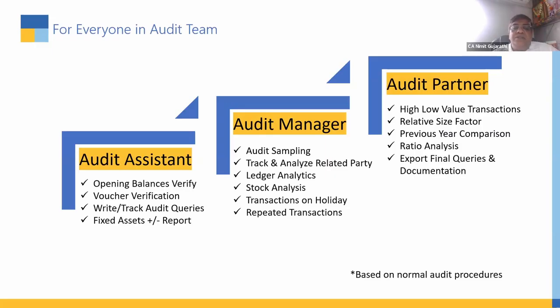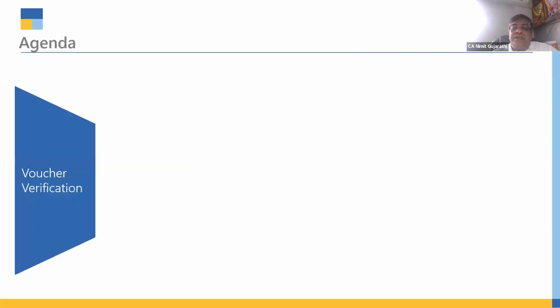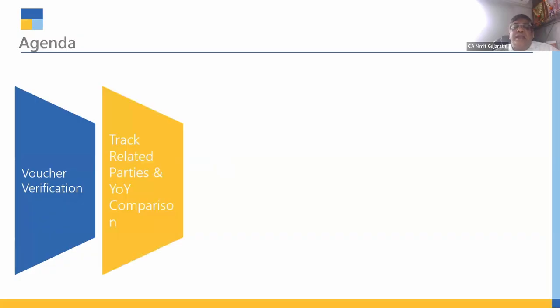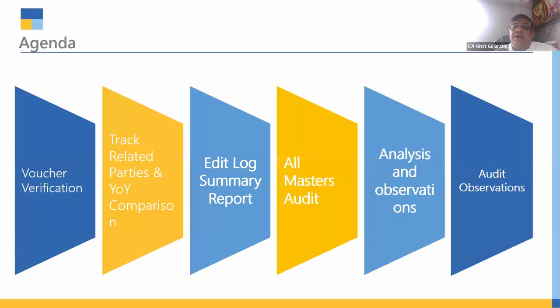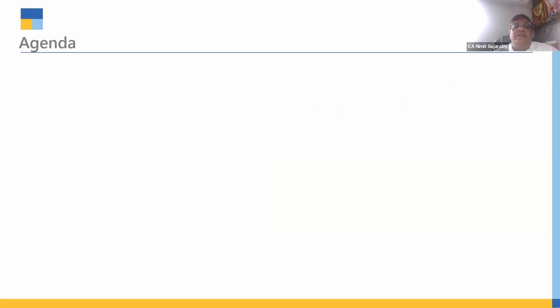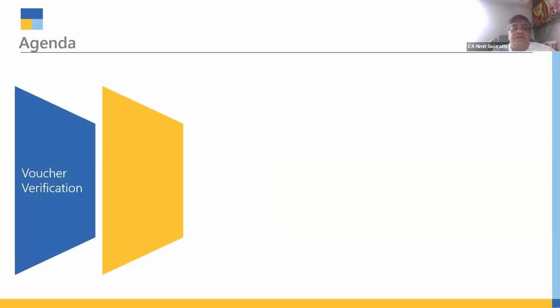So this is audit assistant, audit manager, and audit partner. I will start with the audit assistant, that is, what he will do through the Tally software. The basics of any audit start with voucher verification, so this is the first step. What we normally follow is voucher verification, tracking related parties, year-on-year comparison, and edit log. Now let me start with voucher verification.